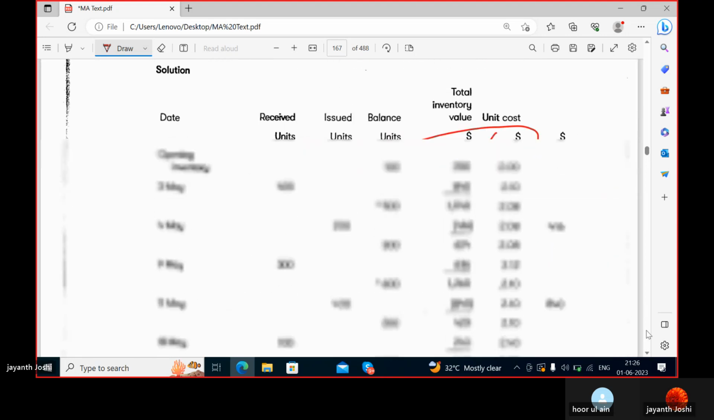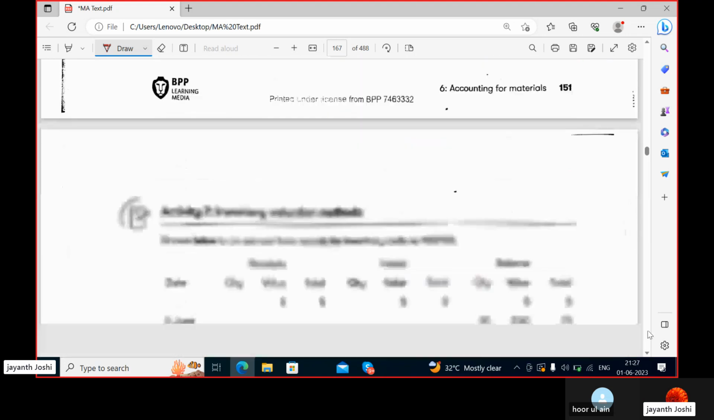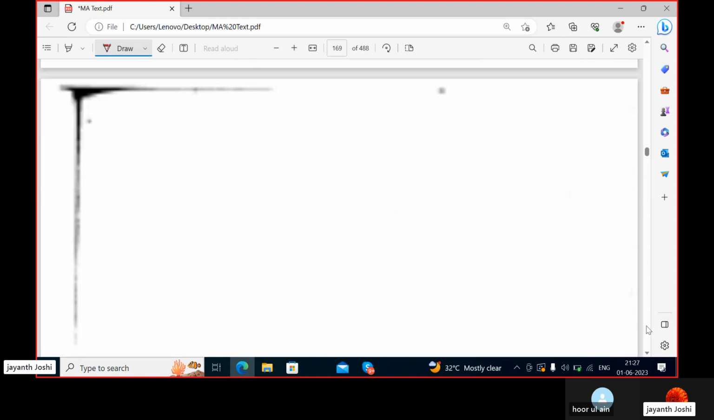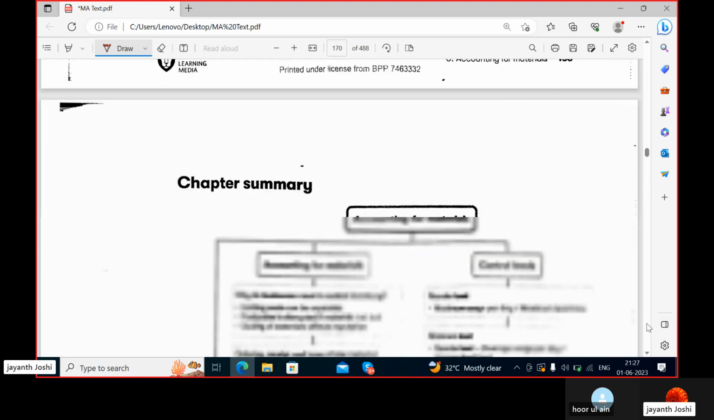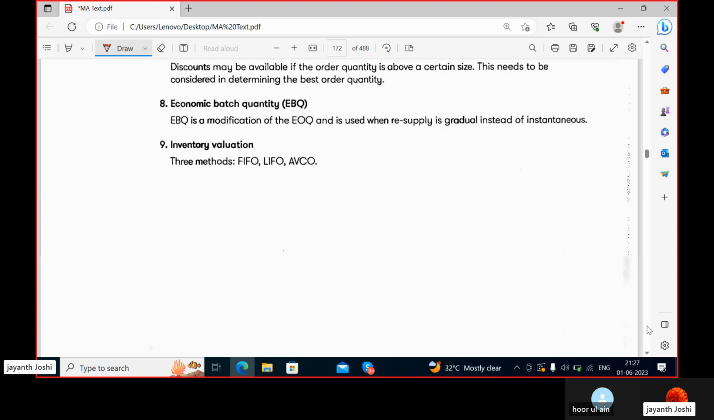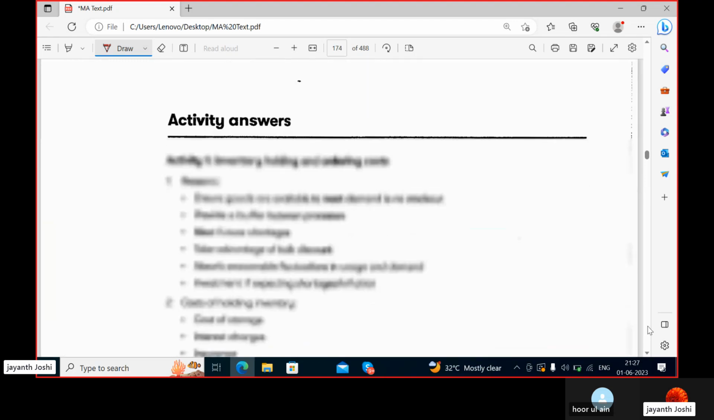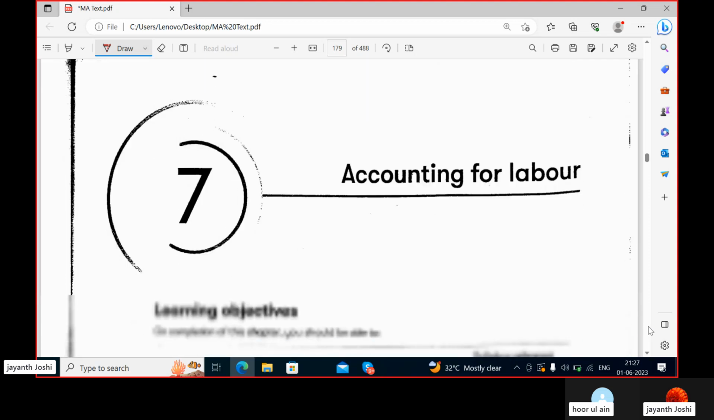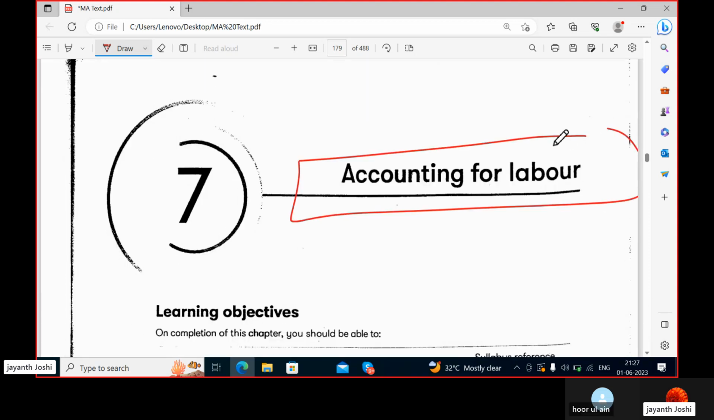Fine. That ends the inventory chapter. And you have this activity to do. Please do this. And the rest of the things are done for this chapter. Now we will start accounting for labor in the next class, that is tomorrow. I advise you to do all the activities. Let's begin with this chapter tomorrow.